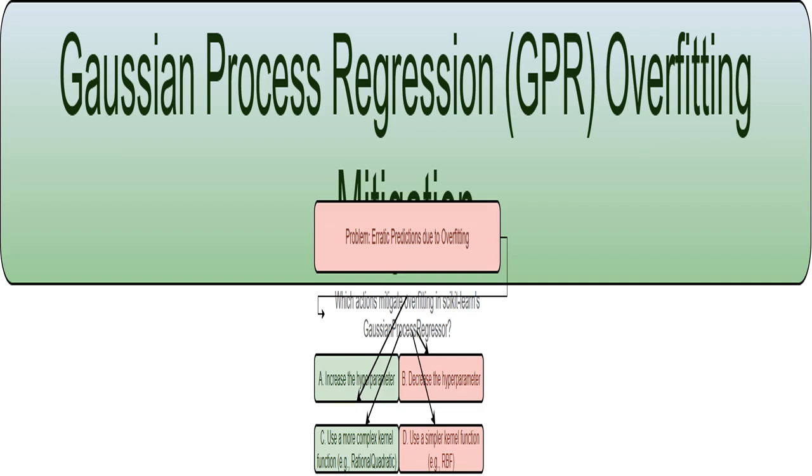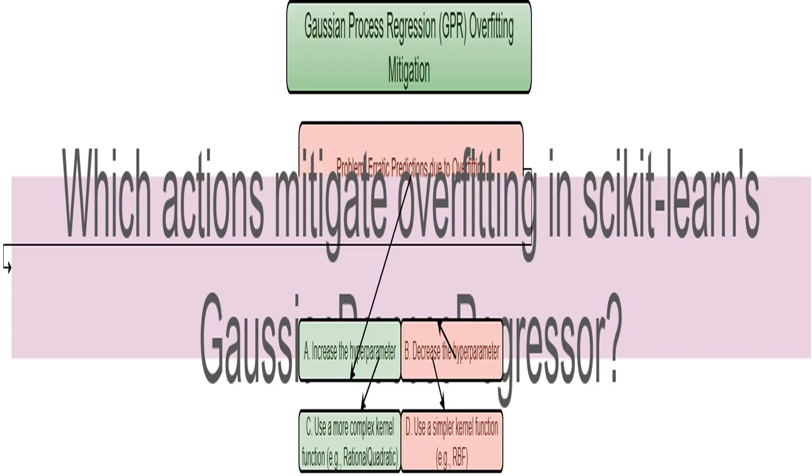This problem shows up as erratic predictions. Small changes in the input lead to big changes in the output. It's like a super sensitive scale, making it unreliable. This option is incorrect.